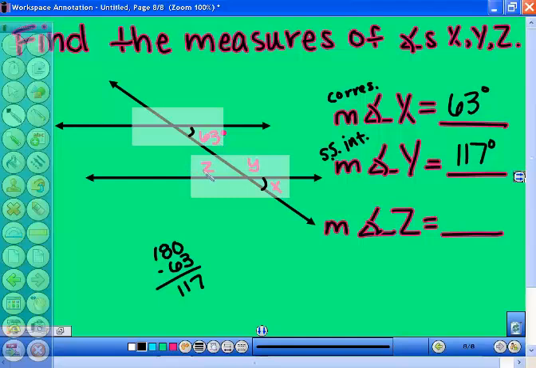Now you could keep using the rules we learned today and say that 63 and Z are on alternate sides of the transversal, and they're both interior. So these are alternate interior angles, so they are congruent. So Z is also 63 degrees. Or, knowing that X was 63, you could realize these are vertical angles, and you could get your 63 that way. So there's lots of combinations of the angle rules that we've learned this week that you can use.